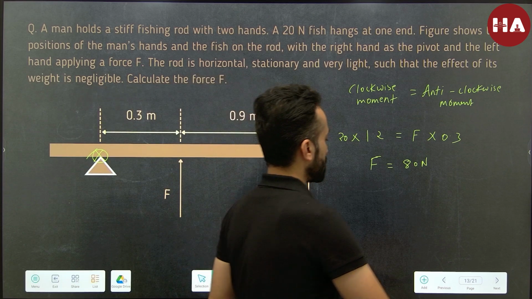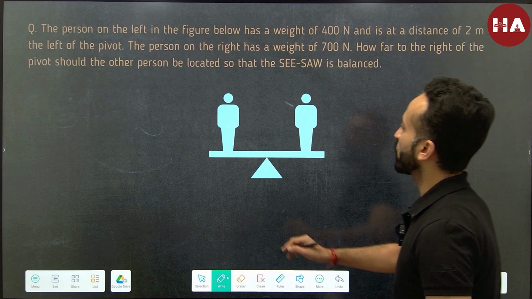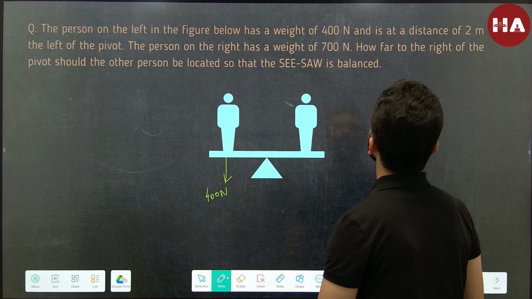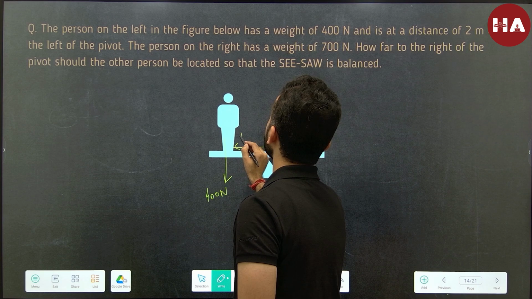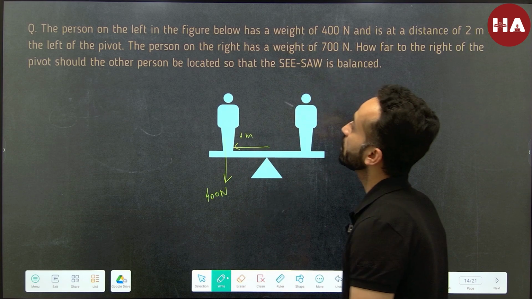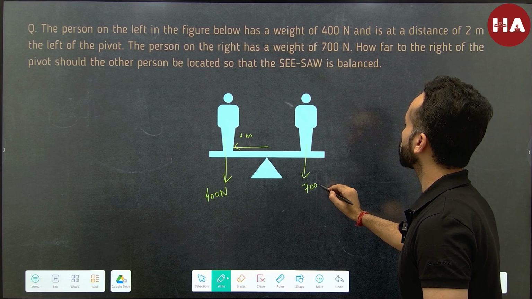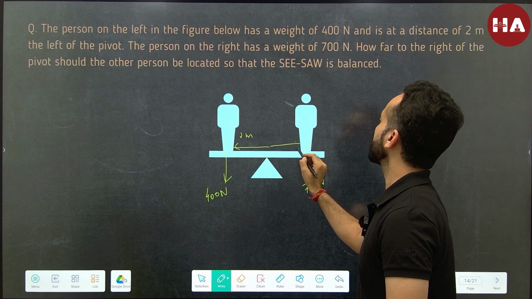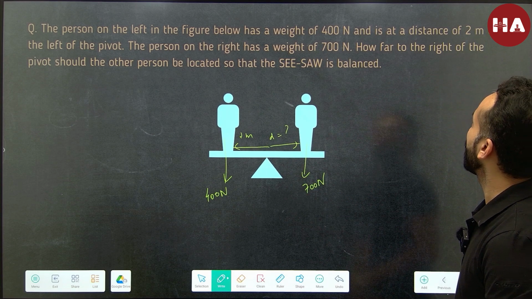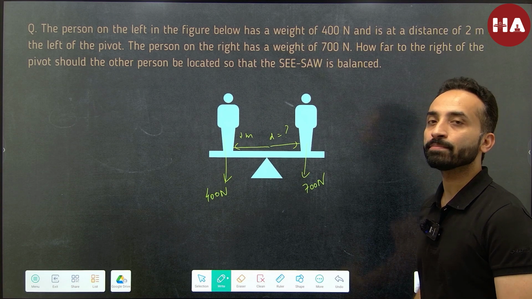Alright, let's take another one. The person on the left in the figure has a weight of 400 Newton and is at a distance of 2 meter to the left of the pivot. The person on the right has a weight of 700 Newton. So this is the force, and this distance is what they want us to find out. How far should the right person be so that the seesaw is in a balanced state?